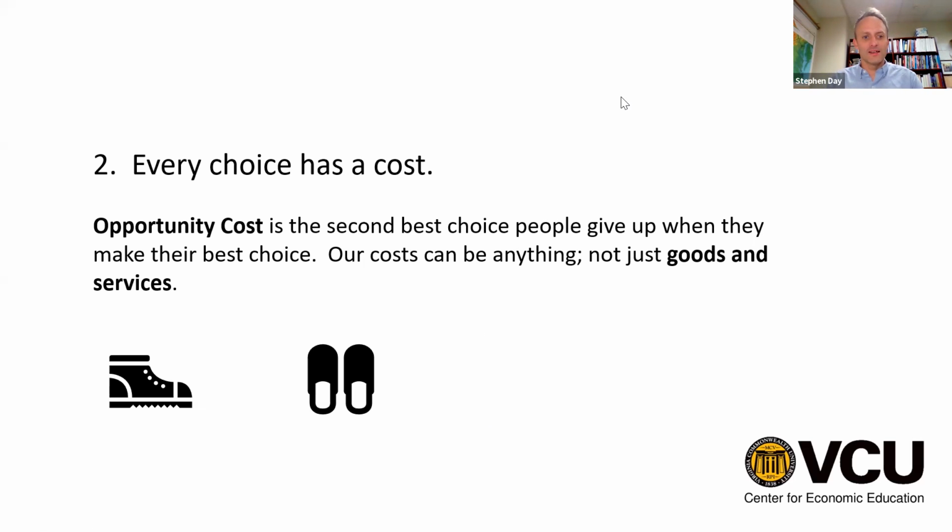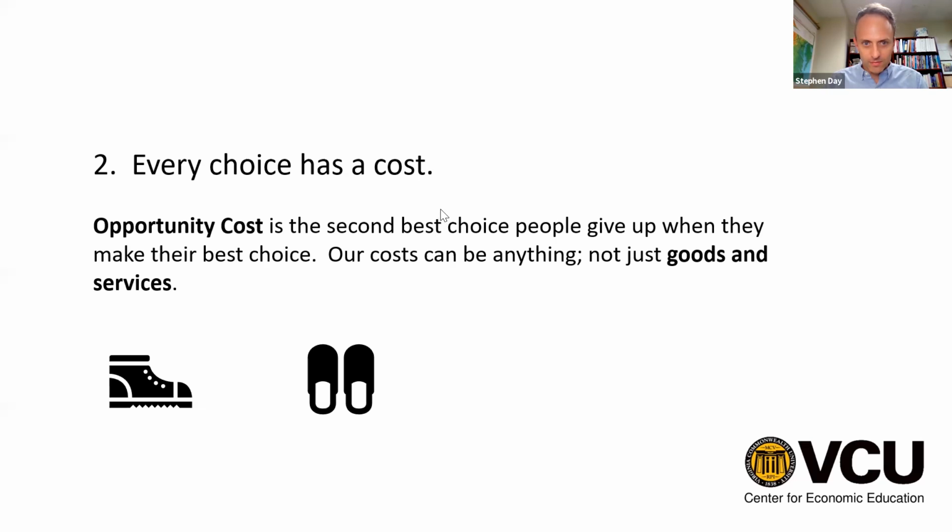So let me ask for a little help from y'all right here. Jackie, you were the one that talked last, and so you're in the top of my little stack on Zoom. You see there some boots and some slippers. If you had a choice between the boots and the slippers, which would you choose? The boots. You choose the boots. So what's your opportunity cost? The slippers. Okay, there you go.